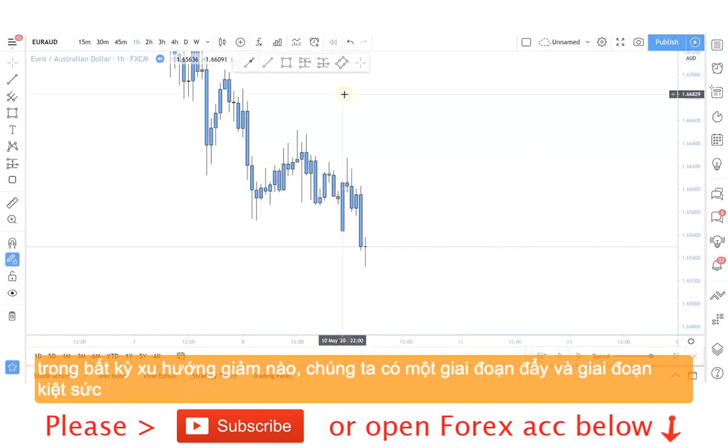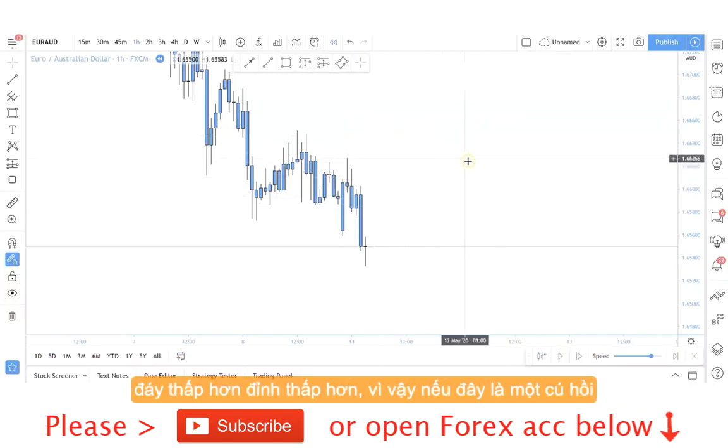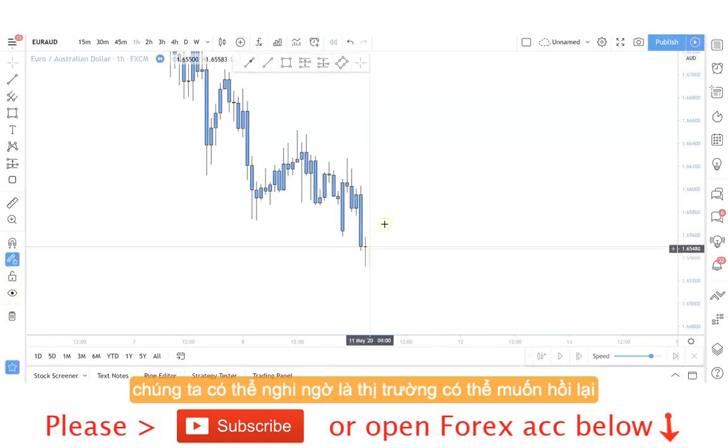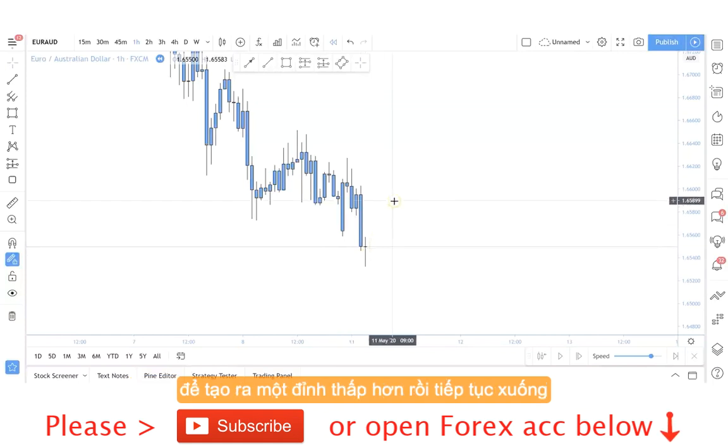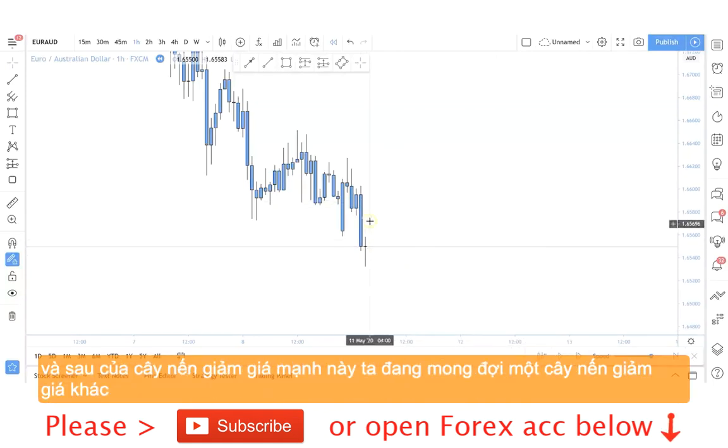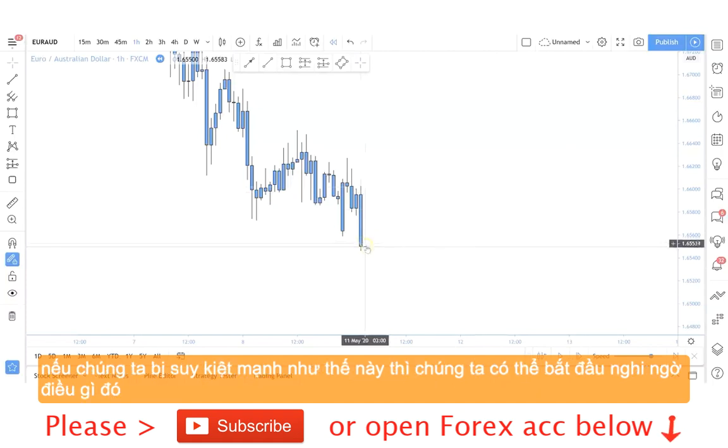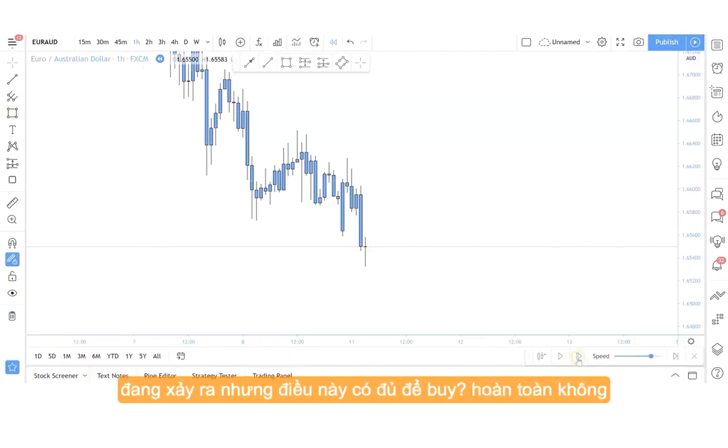In any downtrend, we have a push phase, exhaustion phase, push phase. A lower low, lower high, lower low. So if this is a push phase, then what we could suspect is the market may want to pull back to create some sort of lower high before a continuation. And off of the back of this bearish candle, we're expecting another bearish candle. If we have a strong depletion like this, then we can start to suspect something is happening. But is this enough? Absolutely not.